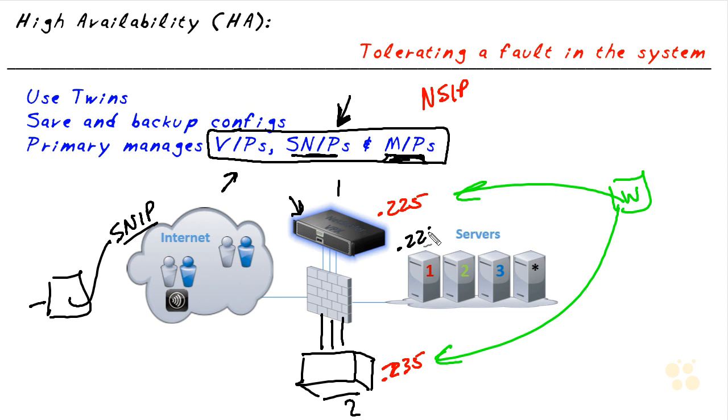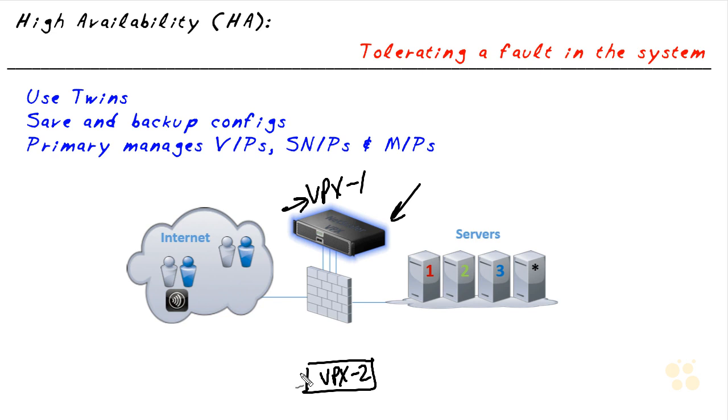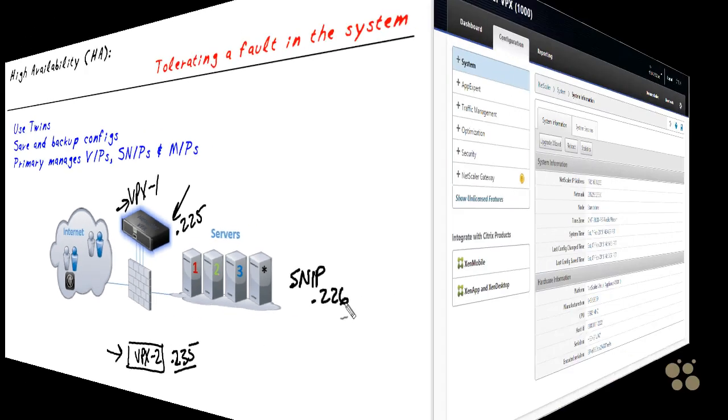the configuration that we've done so far, and we want to keep it. We'll save our config, make sure it's saved and backed up, and then we'll add VPX2 into the mix. The NSIP address for VPX2 is 235 for the last octet, and for VPX1 it is 225. And then we have a SNIP address that is currently on VPX1 that's at 226.